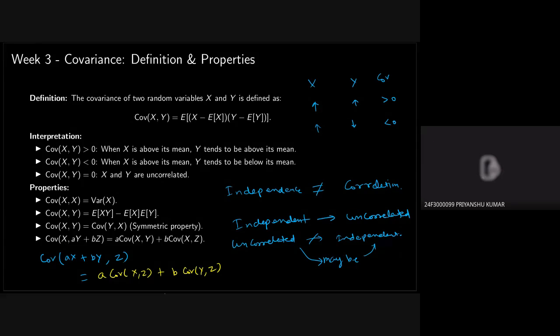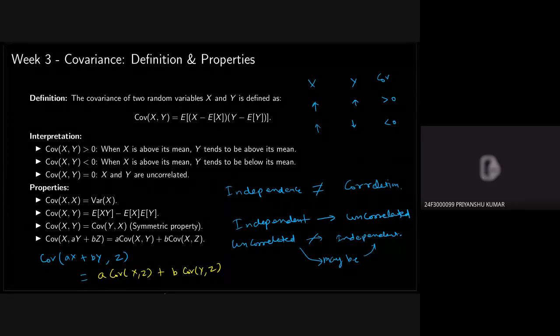Can we not replace ay plus bz by a small y, just like in the second step, and then we can calculate the covariance of capital X and a small y as a two variance? So what are you saying? Can you explain once again? Yeah, ay plus bz replaced by a small y function.